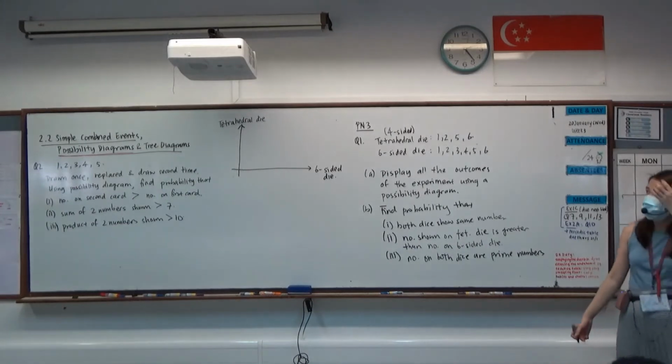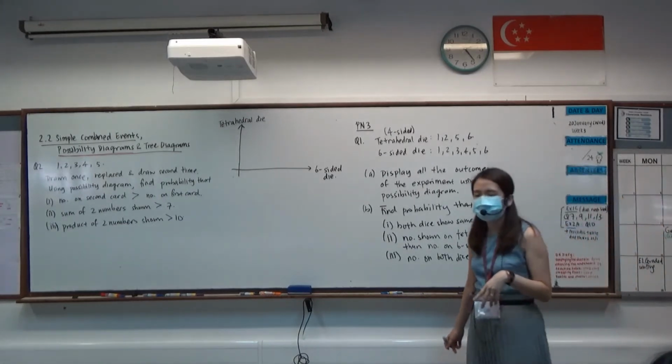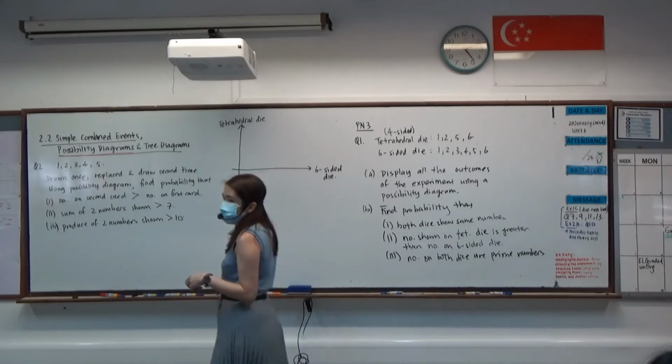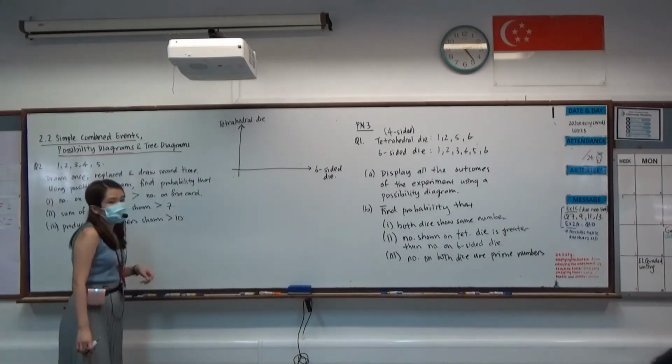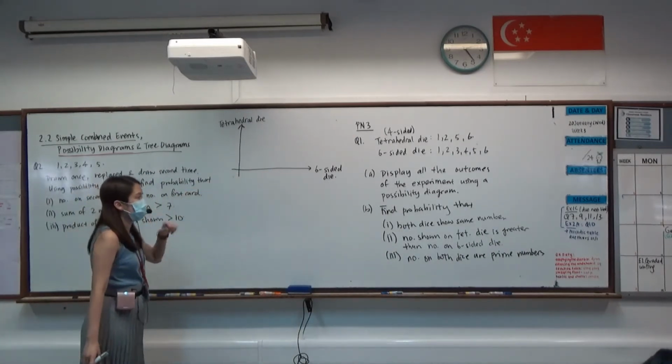Axis that you choose for your tetrahedral die or six-sided die. It doesn't matter where you place it. You can have it the other way around compared to mine as well.